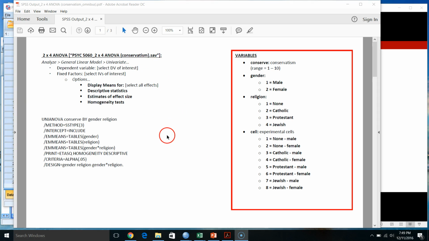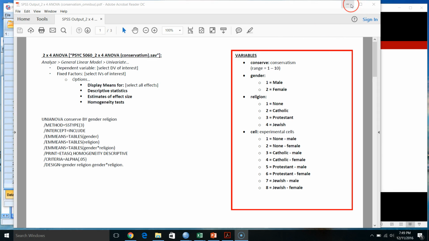So with these data, I think I made these up, but we've got ratings of conservatism, 1 to 10, with higher ratings indicating higher conservatism. Gender, 1 is male, 2 is female, and then we have religion coded. 1 is none, 2 Catholic, 3 Protestant, 4 Jewish.